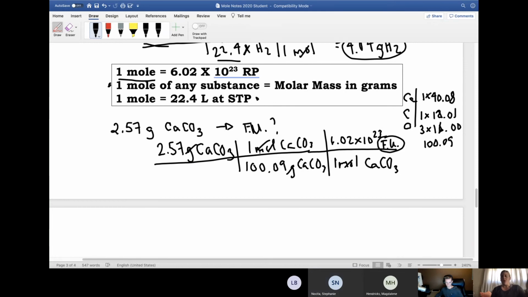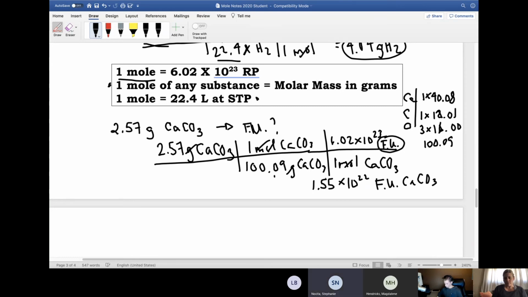I want you guys to realize you could do this in any order. You could go 2.57 divided by 100.09, hit your equal sign, and then multiply by this. You could take this, divide it by that, and then multiply it by that. As long as the numbers on the top are being multiplied and the numbers on the bottom are being divided, you'll always get the right answer. So what I got was 1.55 times 10 to the 22nd formula units of calcium carbonate.